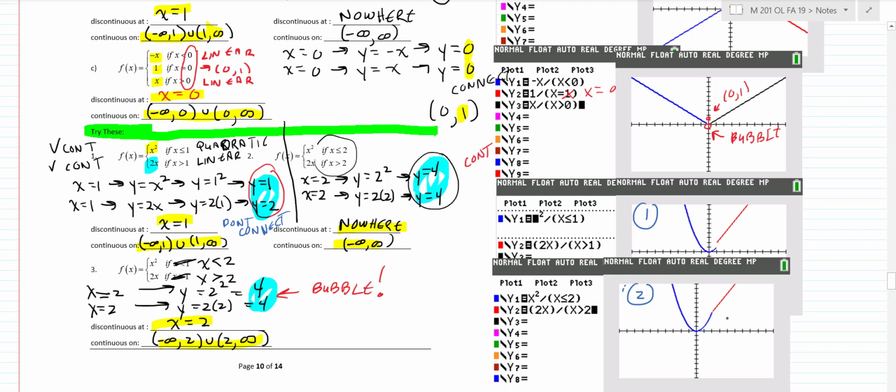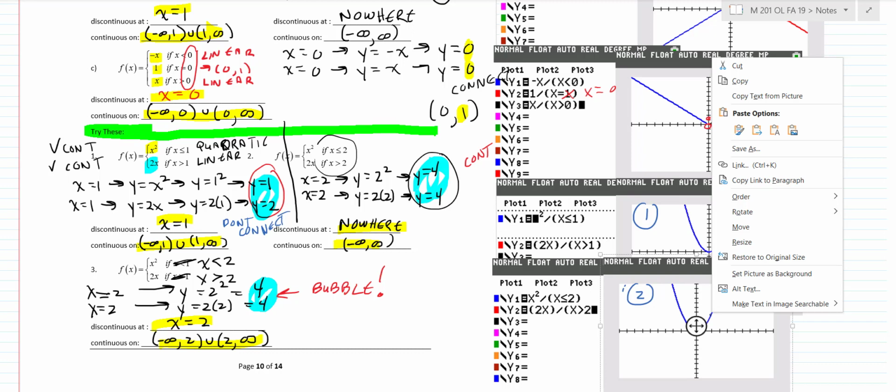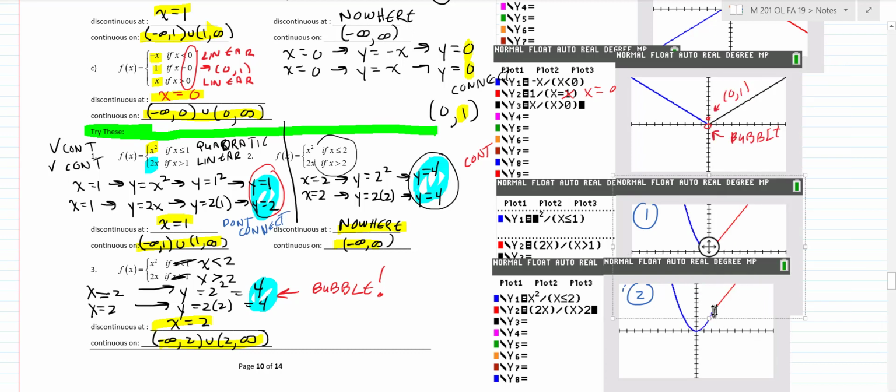Hard to tell on the graph. The graphing calculator almost looks like there's a hole there, but there isn't. That's why you got to really clearly understand these things. Those things do connect, okay? And, you know, the math doesn't lie to you on that.